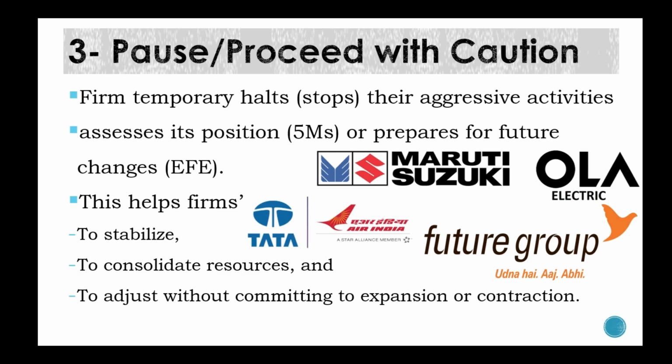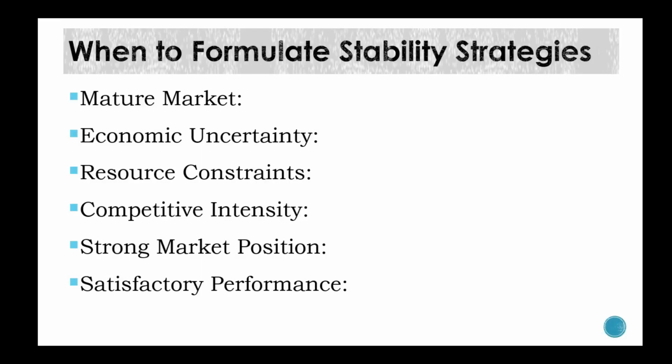Lastly, we can take the example of Future Group's retail business. Facing financial difficulties and increased competition from e-commerce giants like Amazon and Reliance Retail, Future Group adopted a pause strategy in its retail expansion, limiting its new store openings and instead focusing on consolidating operations. Before its acquisition attempts and legal challenges, Future Group emphasized stabilizing its existing stores and inventory management rather than aggressive growth.